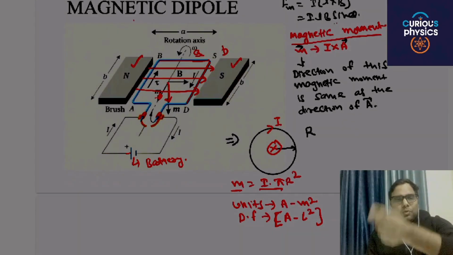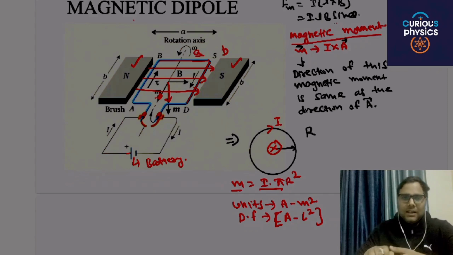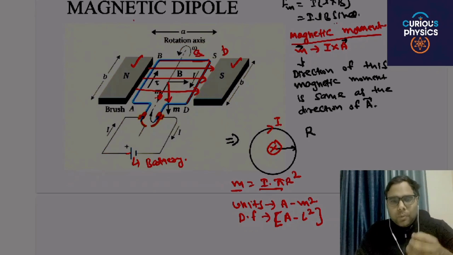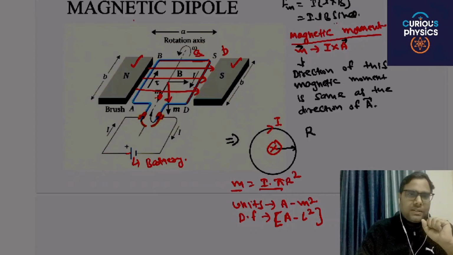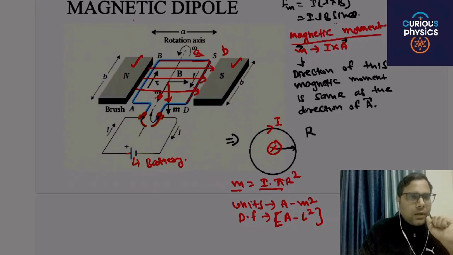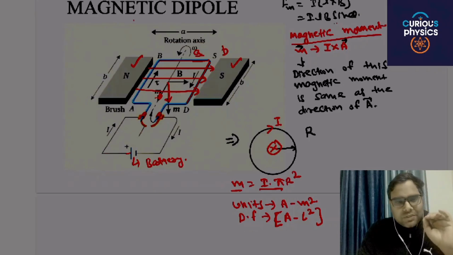If the current is moving in horizontal direction, then the direction of the magnetic moment will be in downward direction. Magnetic moment will have direction in downward direction. Are you able to get my point or not? This is the basic setup.